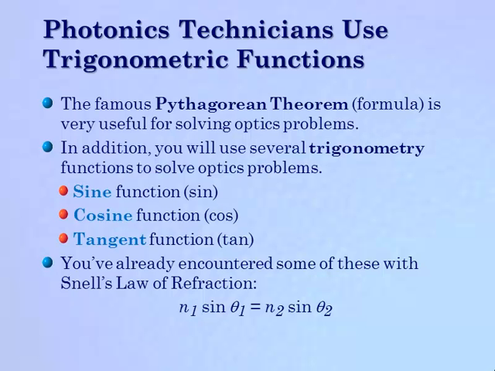You've already encountered some of these functions in previous modules, for example, Snell's law of refraction, which says index of refraction 1 times the sine of theta 1 is equal to n2 times the sine of theta 2. And so you may have already used that function. Now you'll learn how to relate it to right triangles in geometry.